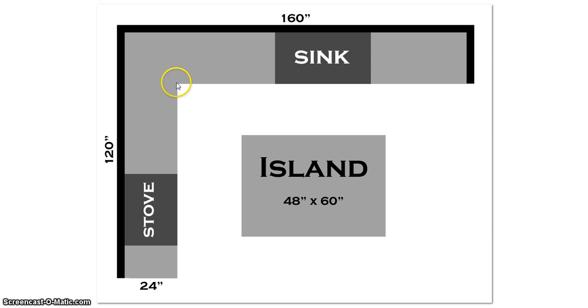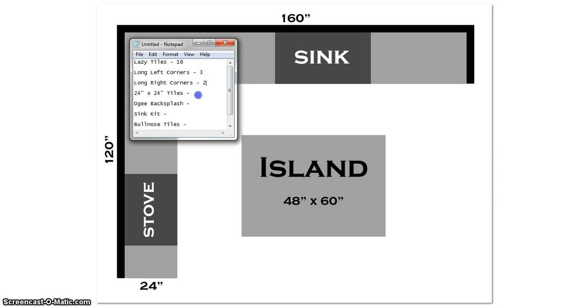Since we have a back corner on our L-shaped countertop, how we deal with that is with a 24-inch by 24-inch tile. So we're going to need one 24 by 24 tile for our back corner. So we pull up our notepad and make sure we put down 1 for that. We decided we were using the sink kit, so we want to make sure we put that as well. On this specific kitchen, we are not going to need any additional bullnose pieces since we're using lazy tiles, so we can put 0 there.